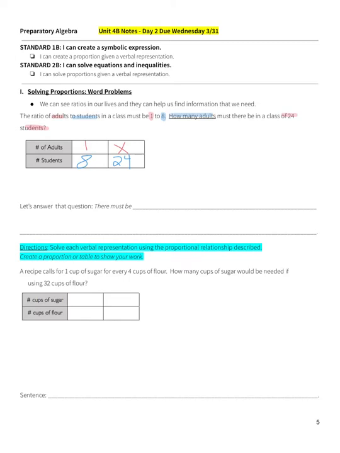Okay, so my first proportion is I have 1 adult to 8 students, and that is equal to some unknown number and 24 students. Now to solve, I'm going to do the same thing I did yesterday. I'm going to cross multiply. So on one side, I have 8 times x. We write that as 8x, and that is equal to 24 times 1. Okay, I set up my cross products.